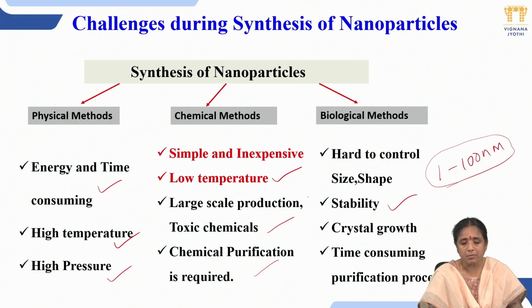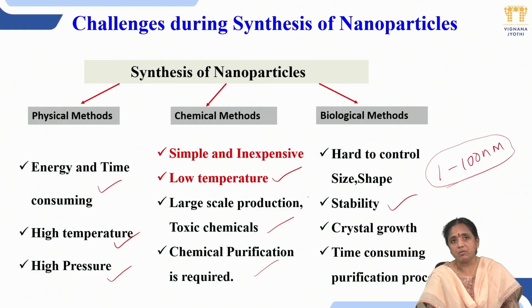Whereas in the chemical methods and physical methods, since we are working at high temperature regions and high pressure regions, and depending on the parent material, we provide a certain kind of temperature. Time consumption is not a factor in the case of physical and chemical methods. But in biological methods, for purification, it takes a lot of time.